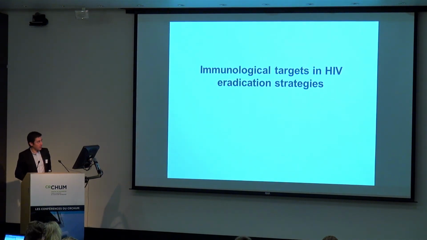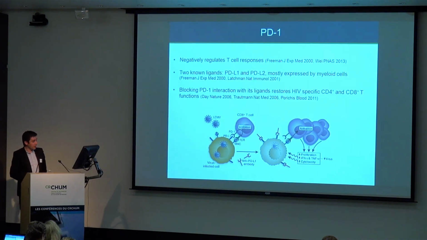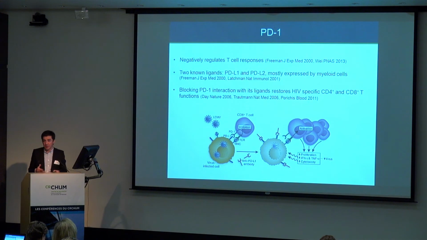I want to finish with some words about immunological strategies to eradicate the virus. Sharon is going to talk later on about the chemokine approaches, and I will talk about the negative regulators. So I guess most of you know PD-1, which negatively regulates T-cell responses. PD-1 has two known ligands, PD-L1 and PD-L2, which are mostly expressed by myeloid cells. And if you block the interaction between PD-1 and its ligand, you can restore T-cell proliferation and secretion of cytokines.